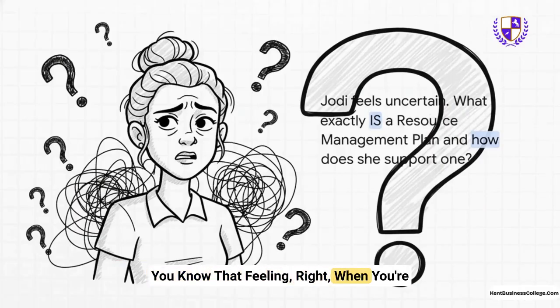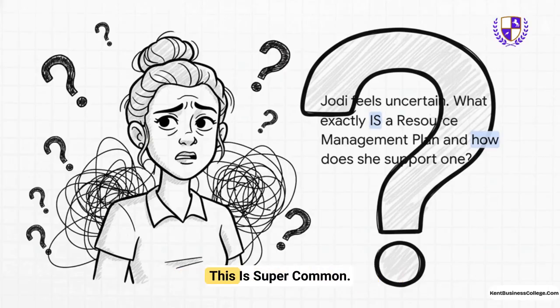Jody's feeling a little out of her depth. You know that feeling, right? When you're nodding along in a meeting, but inside you're screaming, "What is that?" This is super common, and it's actually the very first step to mastering skill S17 for your Level 4 standard. So, what's her next move? She reaches out to her mentor.